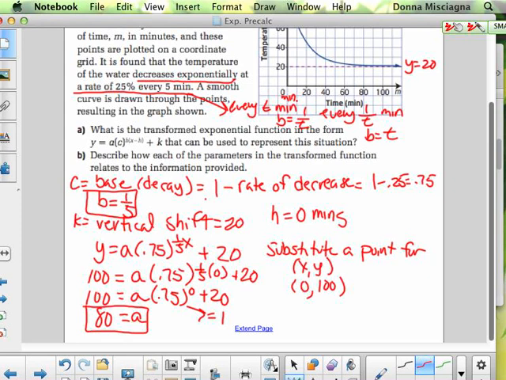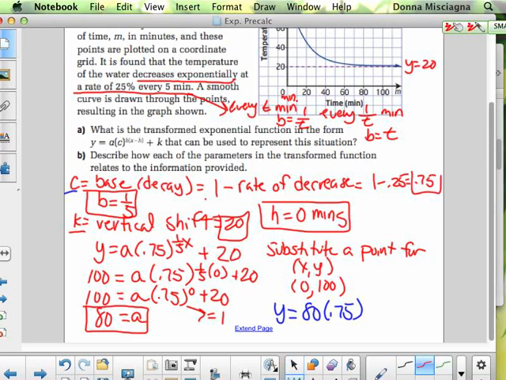And our h is 0, so I'm not going to plug that in. Our k is 20, and that's everything. So our equation, I'm putting it in a different color, is y equals 80 times 0.75. Oh, our base is our c. Sorry, I didn't box that one in. Our c is 0.75. So y is 80 times 0.75 to the 1/5 x plus 20.